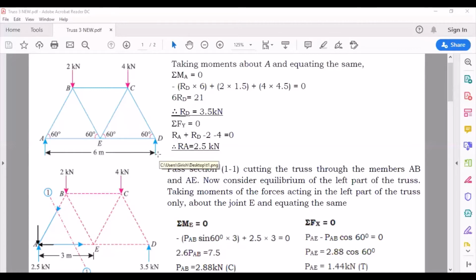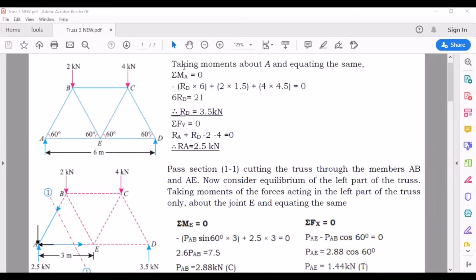And we all know that we have three equations of equilibrium using which we can calculate the unknowns. Now, first we will take moment, because we cannot take sigma Fx because no horizontal force. We cannot take sigma Fy because there are two vertical unknowns. So we are left with only one equation of equilibrium, that is taking moment.